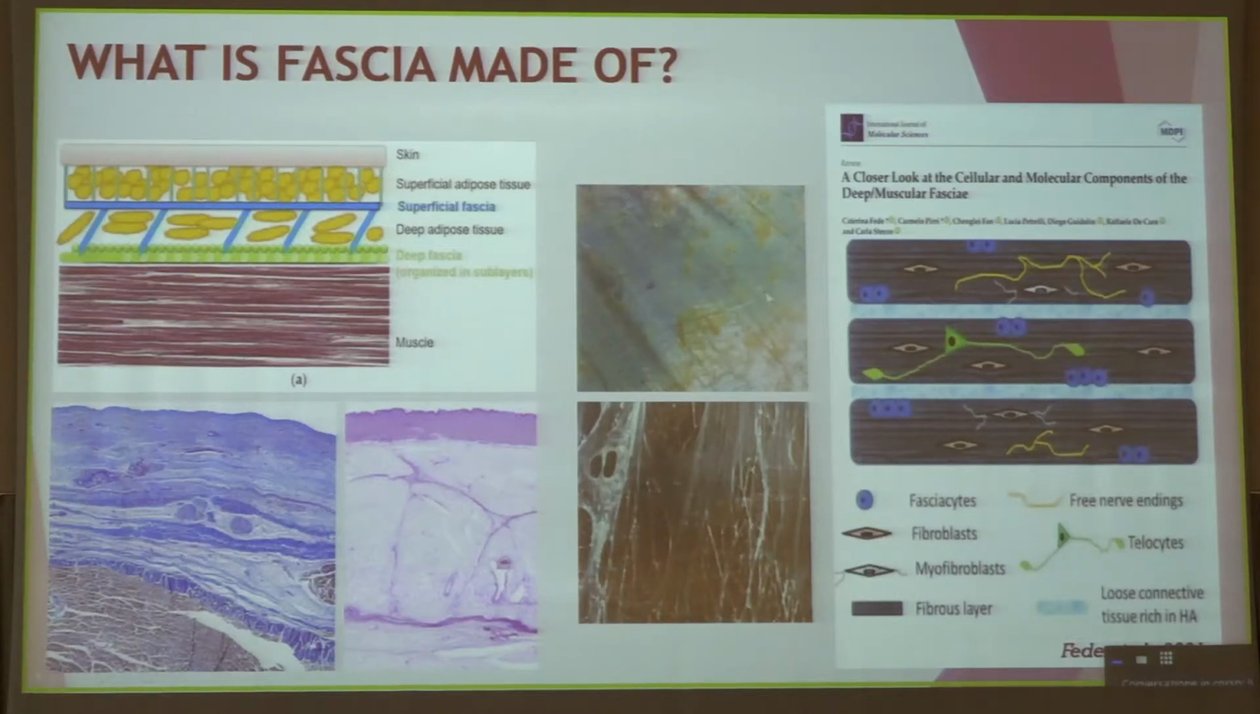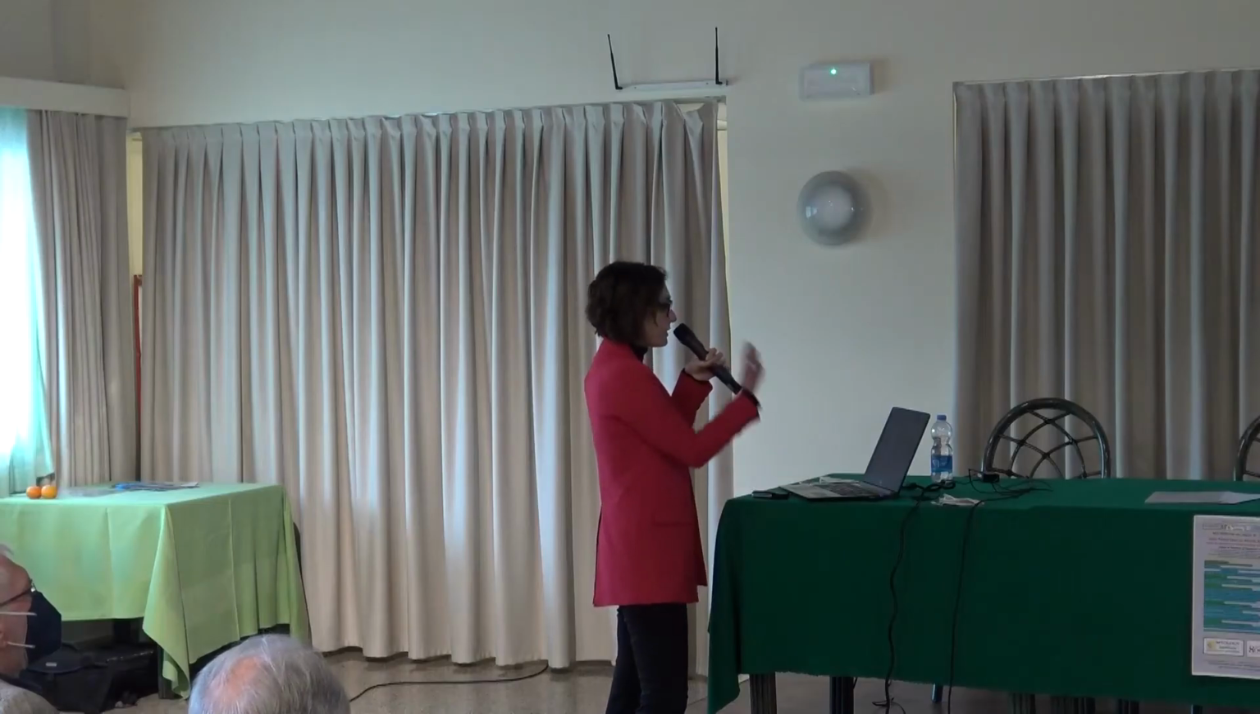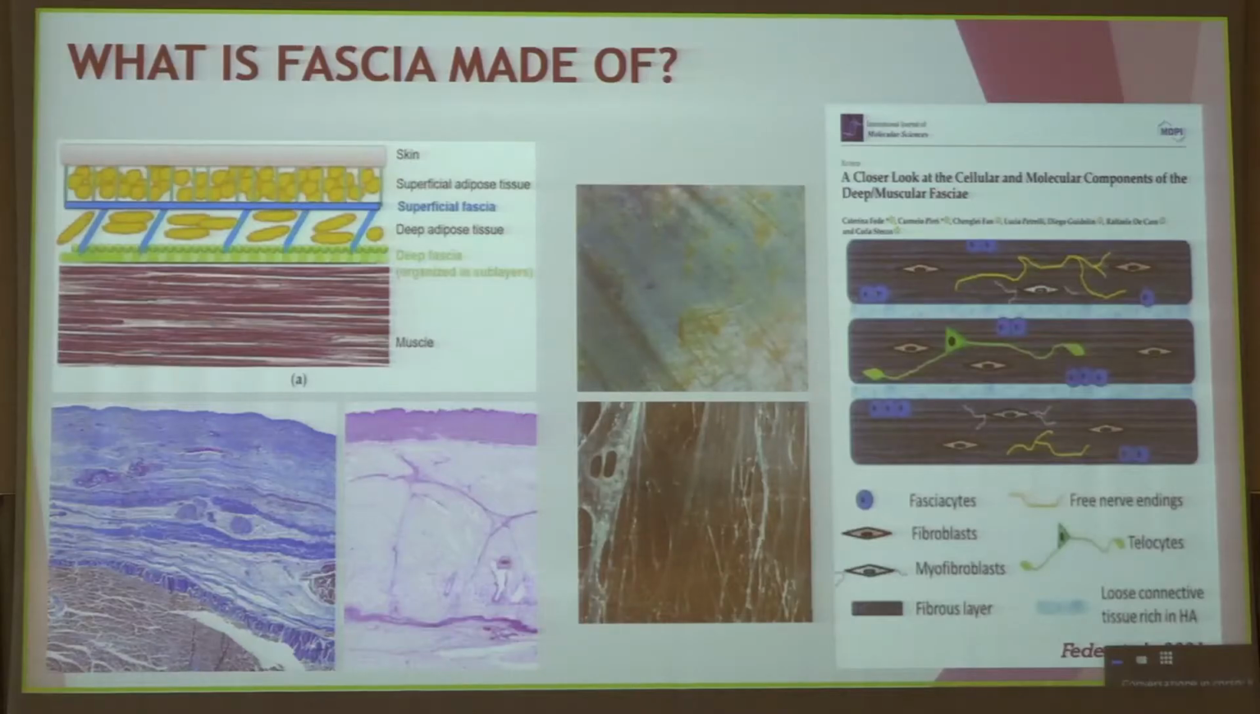So as you can see, the dense connective tissue and the loose are different also from a macroscopical point of view. The dense connective tissue is formed by collagen fibers, and the loose connective one is formed of hyaluronan, glycosaminoglycans, proteoglycans, and water. And this thin layer of loose connective tissue permits the gliding of the other layers on each other. So in the fascia there are different kinds of cells.